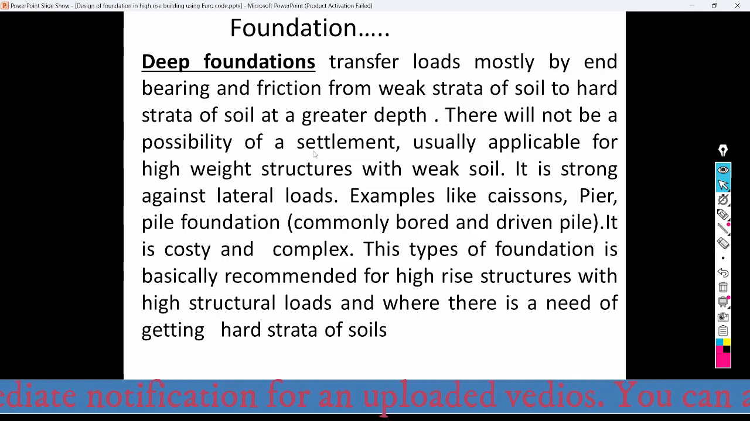There will not be a possibility of settlement because the load coming from the superstructure is transferred to the hard strata, which prevents the problem of settlement. It is usually applicable for high-weight structures, that is, for higher structural loads, it is advisable to use a deep foundation. We should not use a shallow foundation for structures having higher structural loads, as it will lead to the problem of settlement.